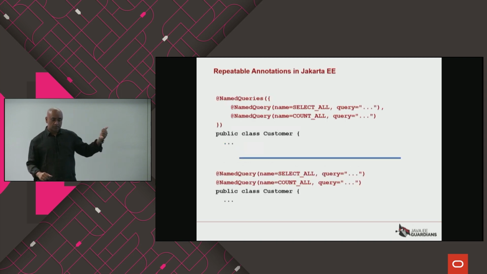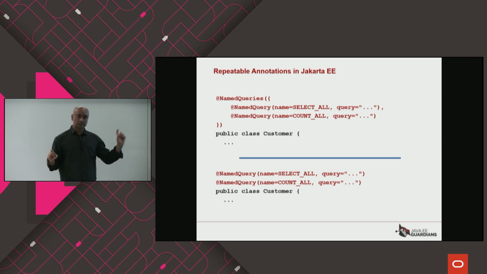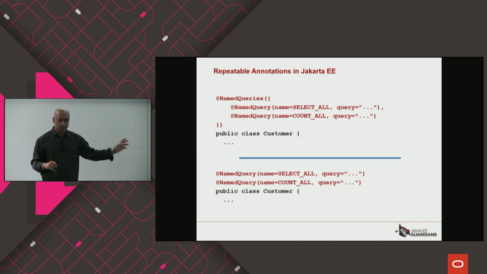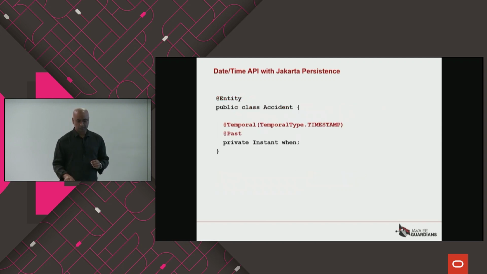So for example, if you wanted to specify multiple Java EE annotations in a single spot, in a single class definition, you couldn't do that before. Right now you can, because you have repeatable annotations, and these annotations have been adapted to make use of Java SE repeatable annotations. Now you can repeat those annotations and get rid of a bit of unnecessary boilerplate code.